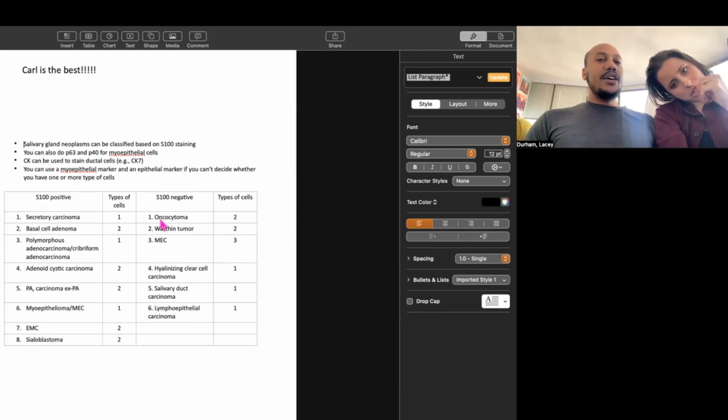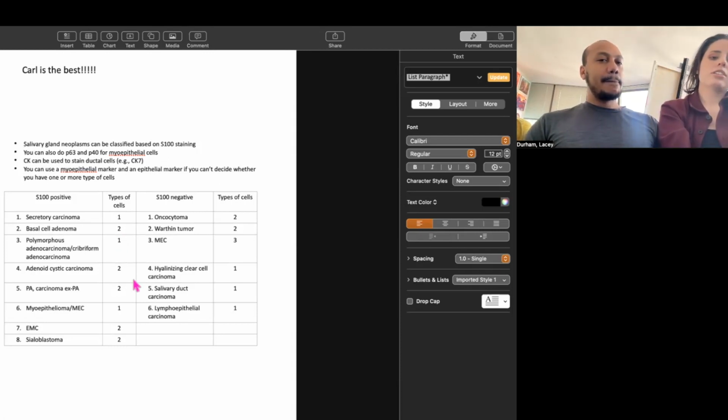If just one population, so secretory carcinoma, one type of cell, just epithelial component, so it's going to be positive for CK7. It's not going to be positive for p63 because it doesn't have any myoepithelial cells. Basal cell adenoma has epithelial and myoepithelial components, so it's going to be positive for an epithelial marker like CK7 and a myoepithelial marker like p63. Oh, so in other words, these types of cells are cells that you can identify using IHC. Yes.